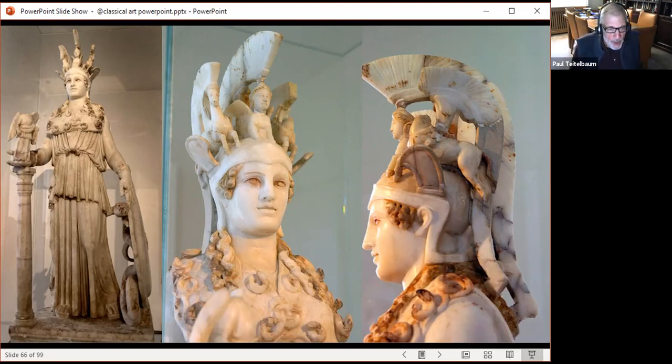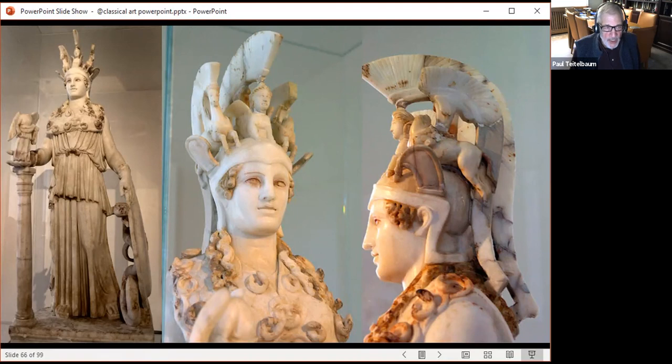She wears Zeus's aegis, as you can see, with the head of the Gorgon. In her right hand, she holds winged victory, the goddess Nike. In her left hand, she supports her hoplite shield.